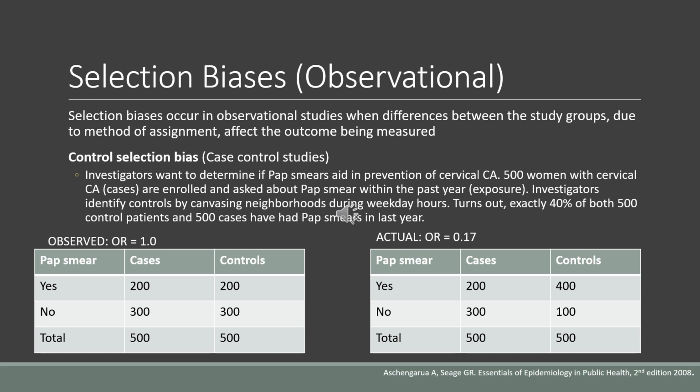It changed the odds ratio from 0.17 to 1.0 through bias in the control selection, and it has a direction. It pulled the odds ratio towards the null. In other words, it made it appear as if there was no effect for pap smears when there truly was.